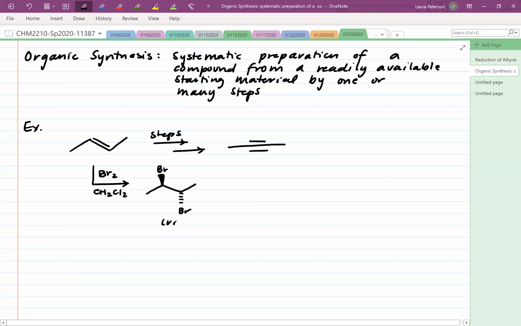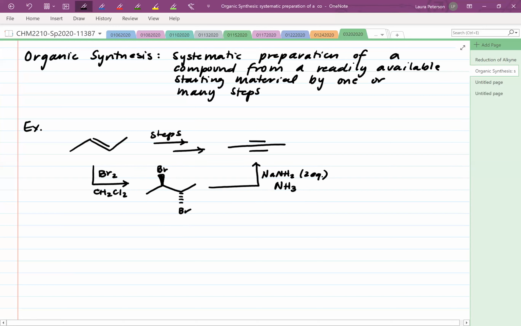And that would be, oh, never mind, that's a meso product. And then from there, we can go ahead and do the dehydrohalogenation. So those conditions were NaNH2, 2 equivalents for an internal alkyne, and ammonia as the solvent. Okay, so that was a pretty straightforward synthesis.